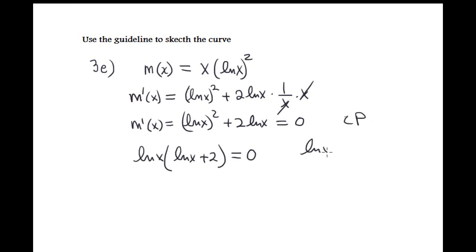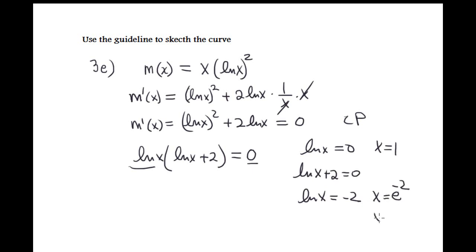And logarithm x equals 0 is when x is 1. And logarithm x plus 2 equals 0 is when the logarithm x is equal to negative 2, which you convert to exponential: x is equal to e to the minus 2, or 1 over e squared. Okay, so we have two critical points: 1 and 1 over e squared.